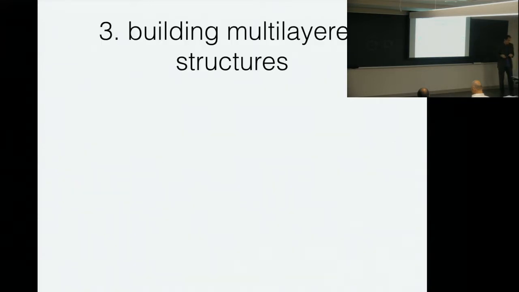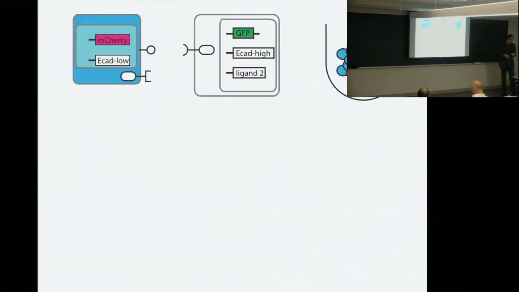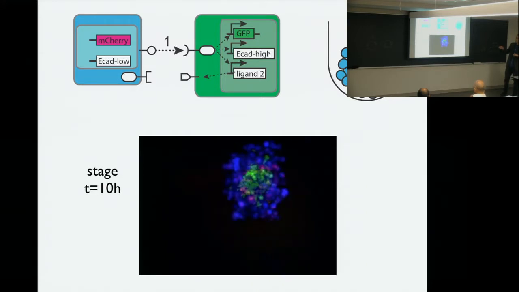So now, about building some more interesting structures, multilayered ones. Starting from an implementation in cells, you start with two cell types. The first step is the similar condensation of the green cells on the inside. And then the green cells start to express not only cadherin but also a ligand for the blue cells to read. So this is the network. There is the first communication going on from the ligand to the receptor that induces the cadherin, and so the condensation of the green core.